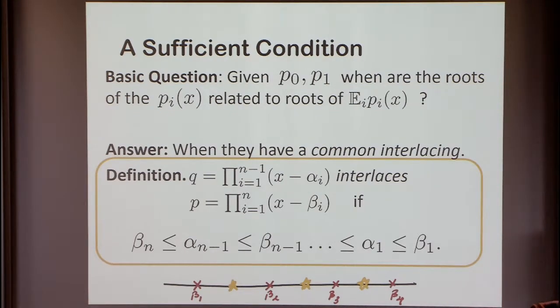So that's the definition of interlacing. And I'm going to say that two polynomials or a family of polynomials have a common interlacing if there's a single third polynomial that interlaces all of them. Okay.